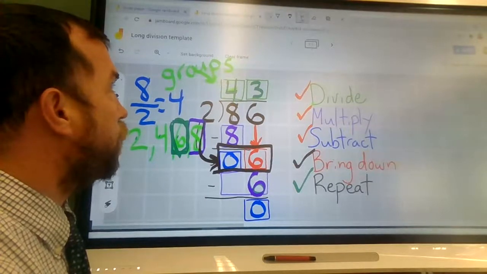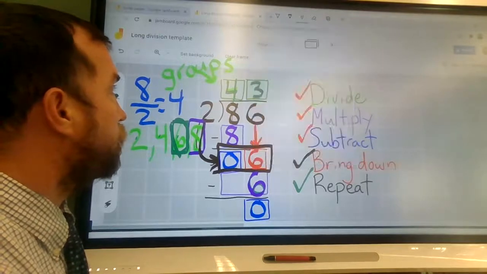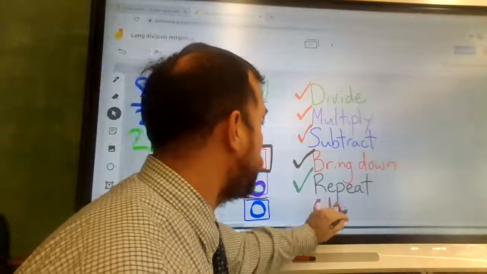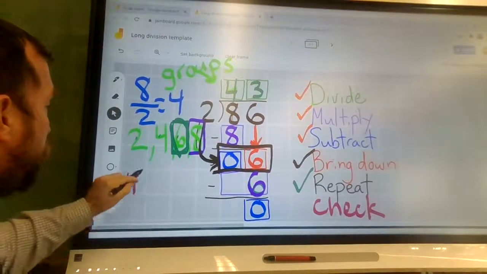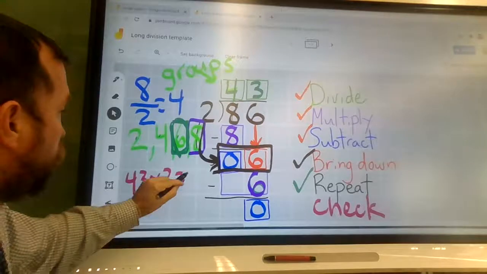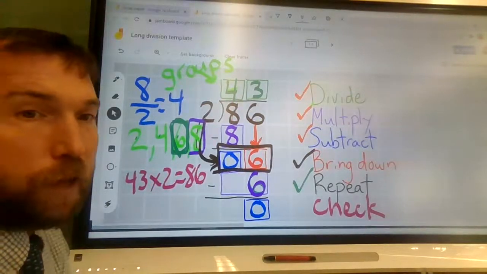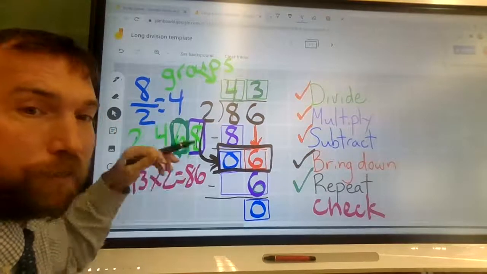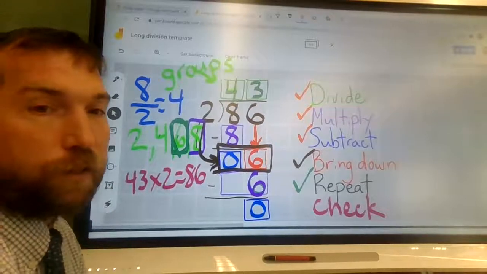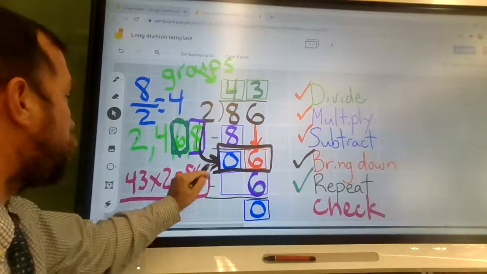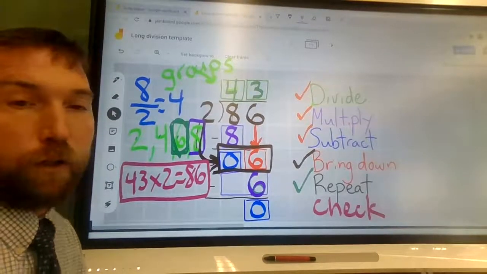Okay, and then they're also going to want you to go back and check it. I should have added that as a step down here. So you can just throw in check. My check would be 43 times 2 equals 86. That's how I would know that that was correct. I didn't really have time to write it out. Again, it'd be 2 times 3 is 6, and then 2 times 4 is 8. Again, if you're asking for something like a box that you have to put your answer in, that would be the answer you would want to put.